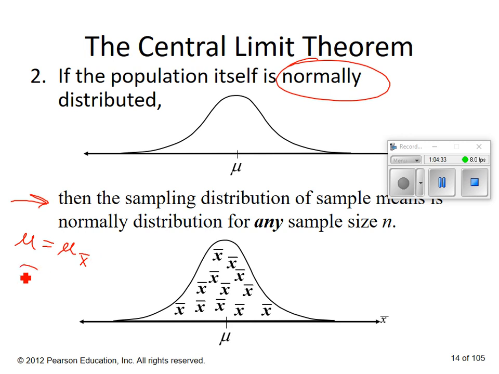And we know that the standard deviation of the population is going to be a little different. It's not going to be equal. The standard deviation of the population is sigma, and the standard deviation of the sample means is going to be sigma divided by the square root of n.